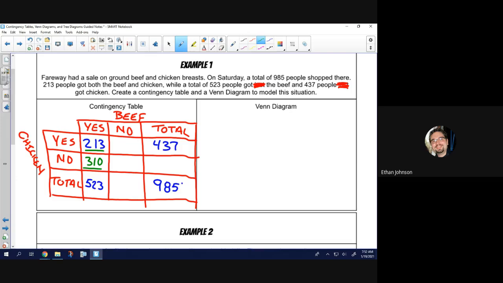Now, order really doesn't matter in this, except we do want to look at rows or columns that have at least two things in them. So for example, I can't right now do the no chicken row. I could do the yes chicken row, because I know 213 plus my no beefs have to add to the 437. So by doing subtraction again, I get 224.